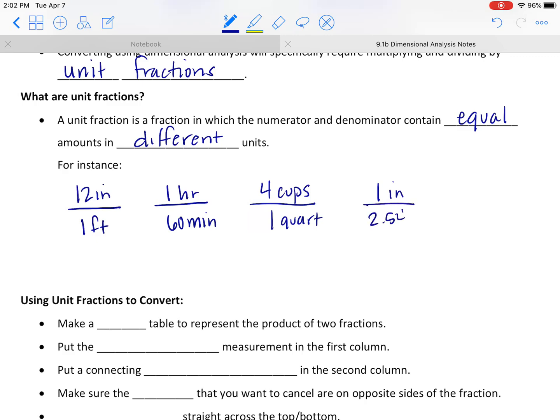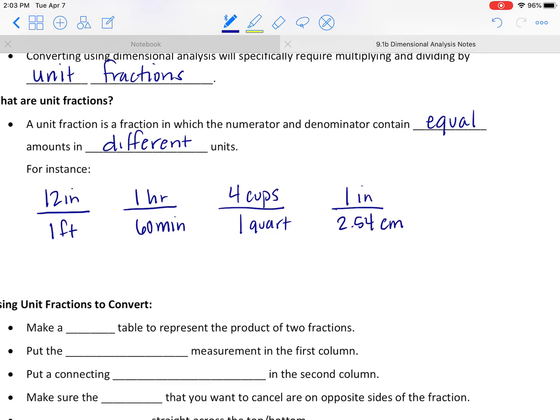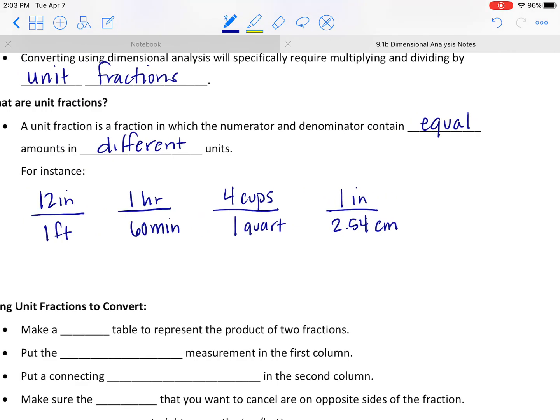Now those are all units of measure that are in our standard system. There are also going to be unit fractions that help us go from the metric to standard or vice versa. So maybe something like 1 inch, which is a standard unit, is the same thing as 2.54 centimeters, which is a metric unit. Now that's approximate, it's not exactly 2.54, but it's pretty close, and that would be a unit fraction that we could use to go from standard to metric or vice versa.